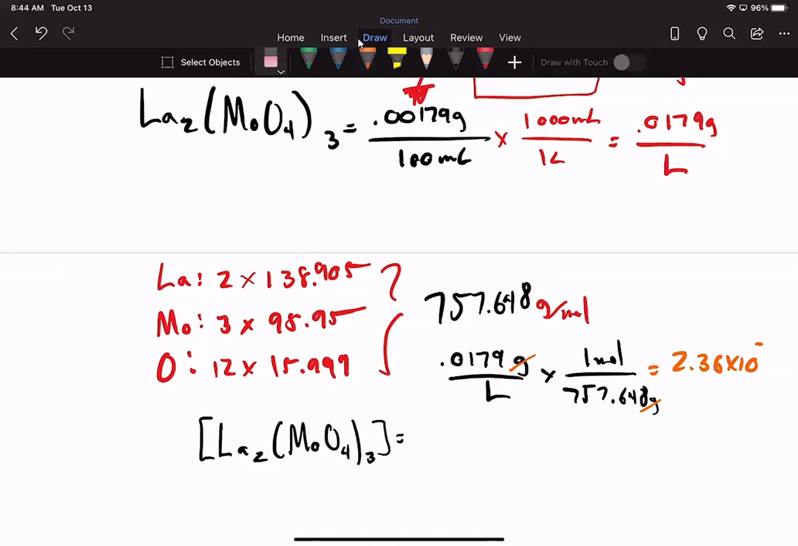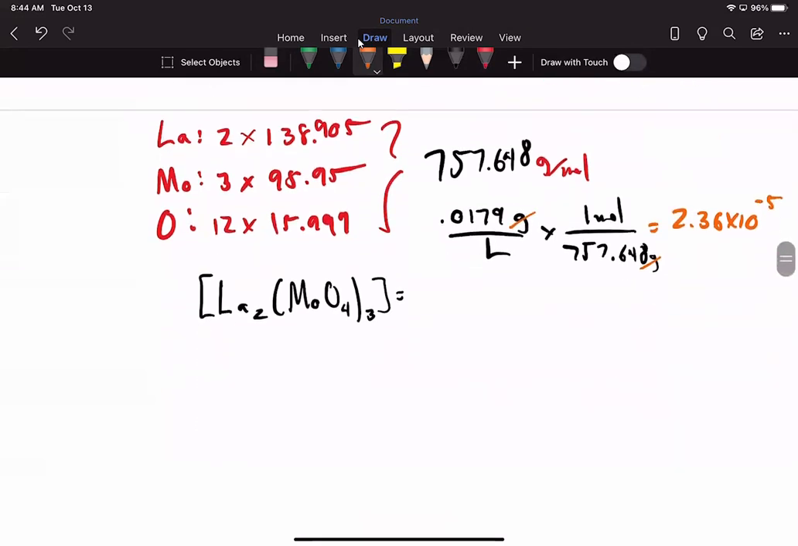Negative 5. Yeah, I think it's negative 5. Yeah, negative 5, because I forgot a negative. Gotcha. All right, so that is our concentration. We now have 2.36 times 10 to the minus 5 as our concentration here.